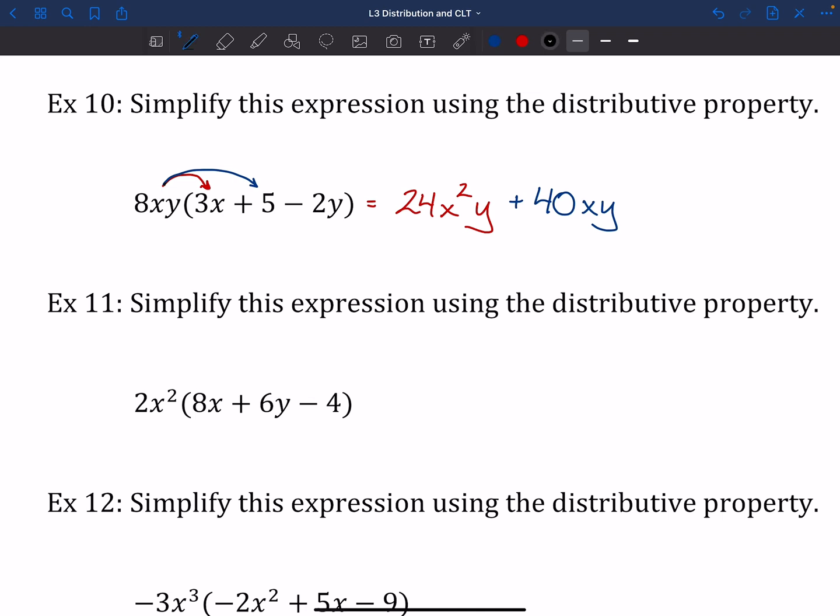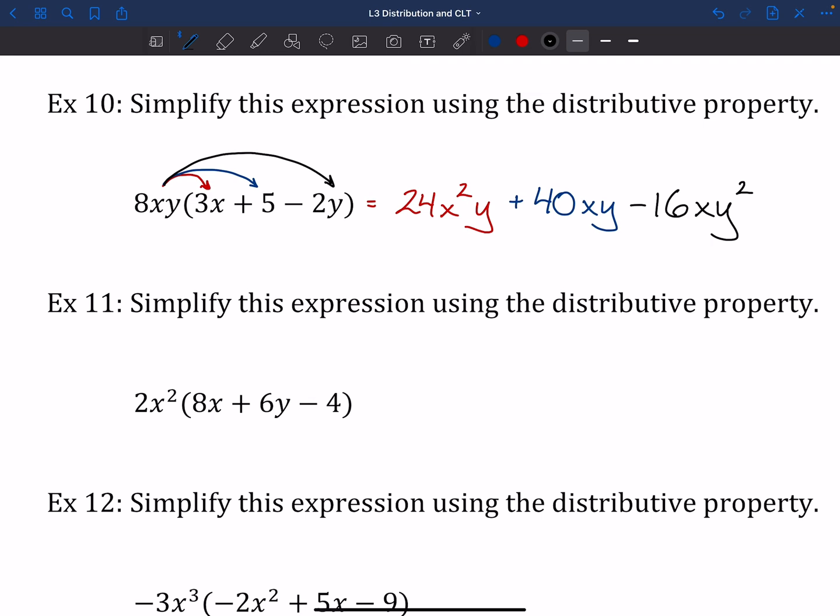What I'd like you to do is try figuring out this last one, that black arrow there, 8xy times negative 2y. So hopefully you gave it a shot. If not, pause and do that real quick. But what we're going to get is 8 times negative 2 is negative 16. The x comes along because there's no other x's to multiply with. And then the y's this time, right? We have y times another y. We're going to get y squared there, right? And that's what we're trying to get to, is something like that.